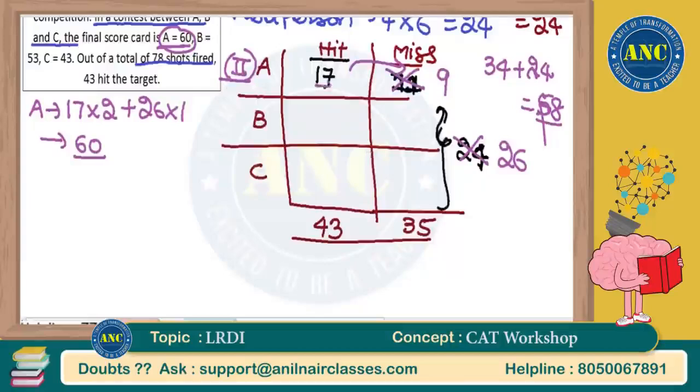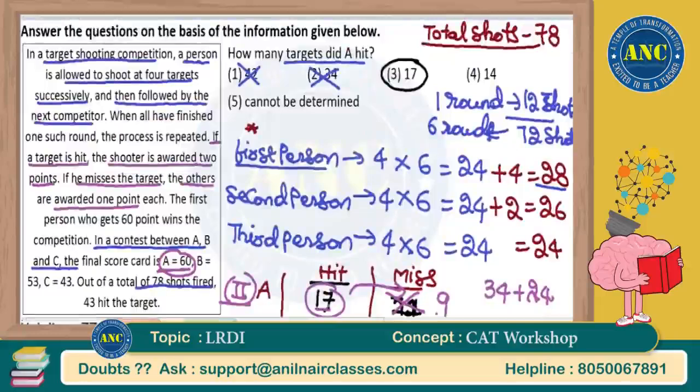If I take A as the second person, hit is 17. I took it from the answer option. Second person is 26, so miss is 9. Remaining is 26. The score of A is 17 into 2, 34, plus 26, 60. It is matching. So A is the second person. I will try to solve one more question so that it will be extremely clear to you. Next, take one more question, sir.